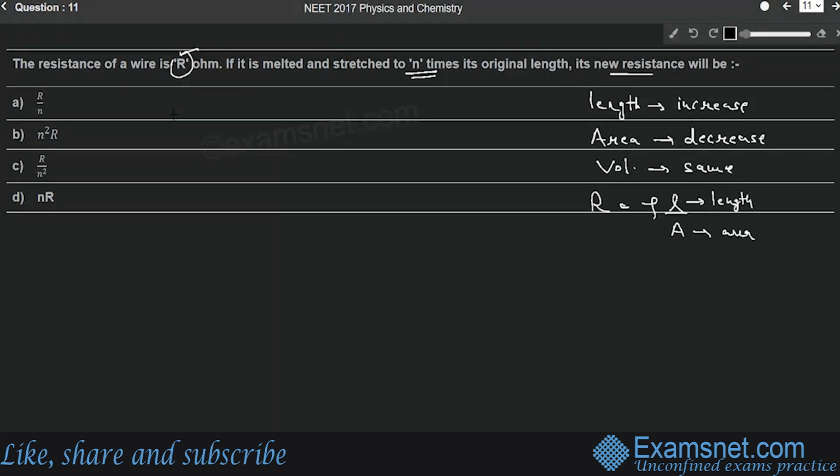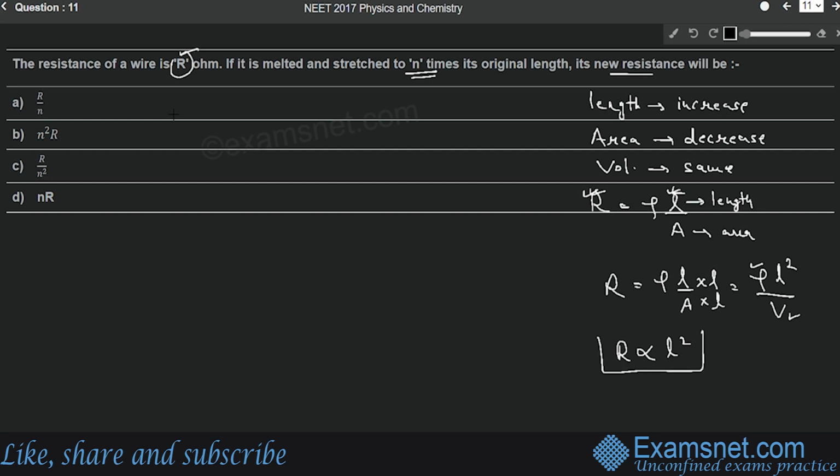So we have to find the relation between resistance and length, but here area is also given, and in this case the area will also change. So let's make this constant by converting it into volume. If we multiply and divide by L, what do we get? We get rho into L square upon area into length, that is volume. Now resistivity is constant, volume is constant. That means resistance is directly proportional to the square of length, right?